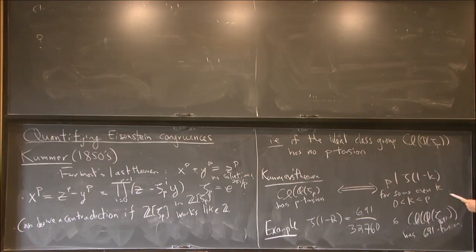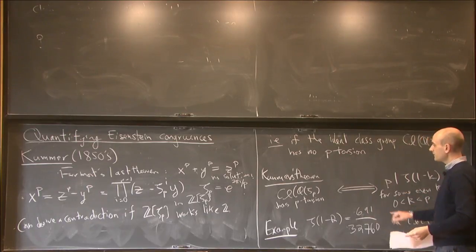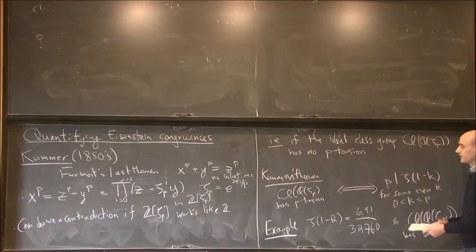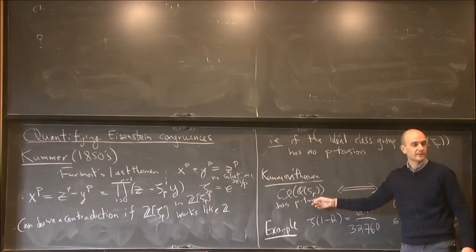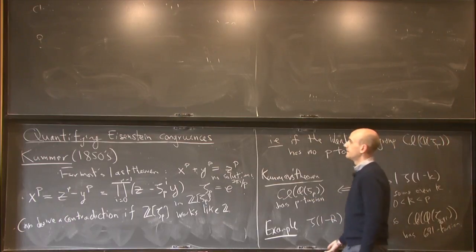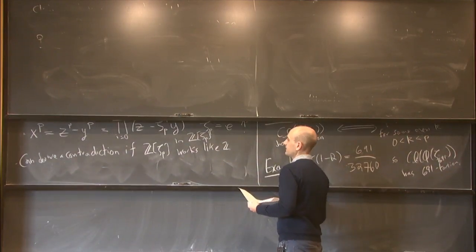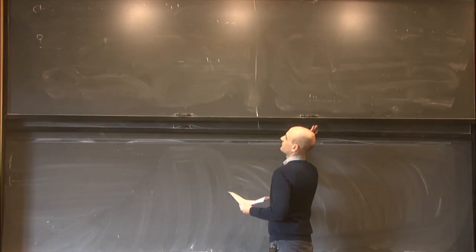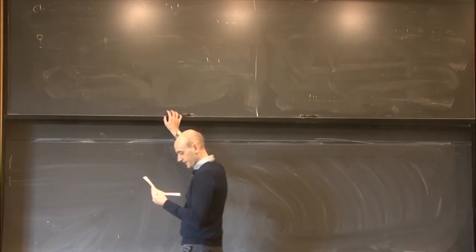Okay. And in fact, using this theorem, Kummer proved that there are infinitely many prime numbers p for which this condition holds, and therefore he can prove Fermat's last theorem for all except those infinitely many primes.